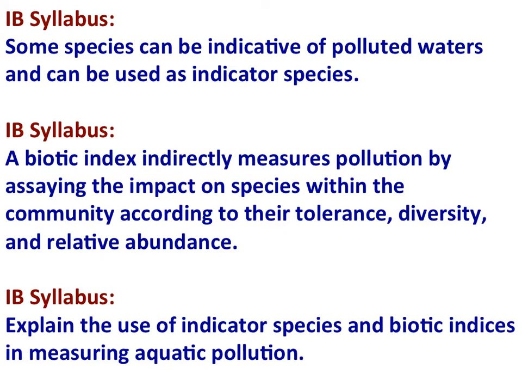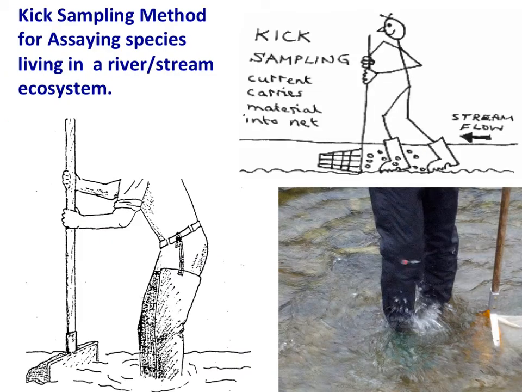The presence or absence of certain aquatic species can be an indirect indicator of water cleanliness. Let's take a look. Walking into a stream with a net and certain knowledge of data collection allows one to collect aquatic species for examination in an indirect biotic index. The kick sampling method for assaying species living in a river or a stream involves placing the net downstream of one's feet and with standardized motion disrupting the stream bottom.